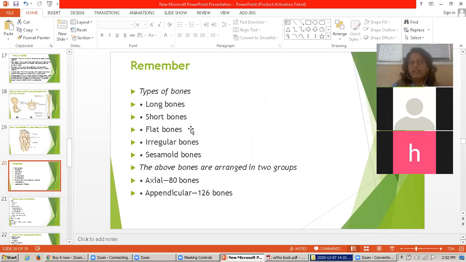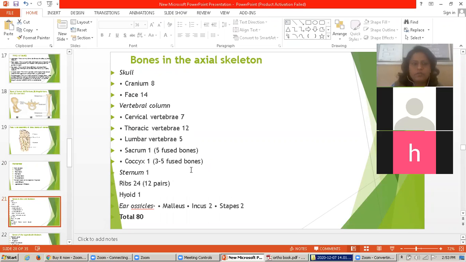Then, in the types of bone, the most important points to remember clinically and educationally are, first, the long bone, short bone, flat bone, irregular bone, and the sesamoid bone. The bones are arranged in two groups: the axial, which contains 80 bones, and the appendicular, which contains 126 bones. So this is the point to remember in the types of bones: long, short, flat, irregular and sesamoid. 80 axial bones and 126 appendicular.